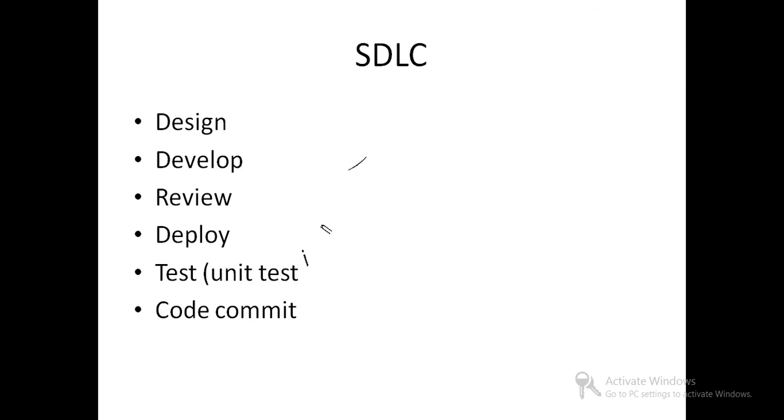Like in my previous videos, I made some PPTs on today's topics. These are the steps of the software development lifecycle of any Mule application: design, develop, review, deploy, test, and code commit. You do your design in the Design Center of Anypoint platform. As you are through with it, you publish your design to Exchange and export it to Anypoint Studio. Here you can develop your Mule application. You can review your final app or API in Studio alone.